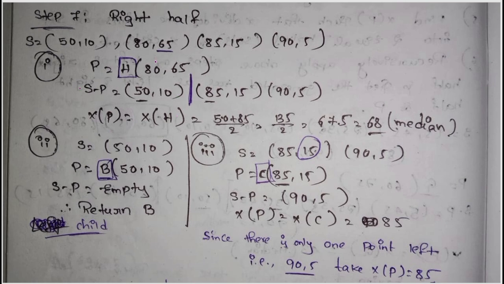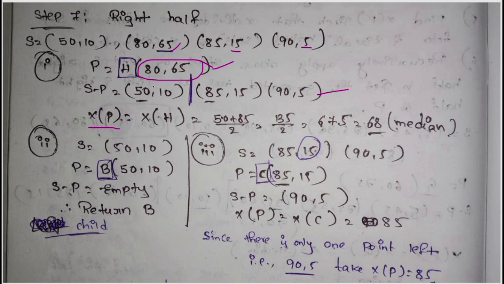First I am going to find the largest y coordinate, because it is our P. Same here, 10, 65, 15 and 5 are there. 65 is the largest y coordinate. So I am taking 80, 65 as the P value. Now I am removing this from S. If I remove it, what is left? 50, 10, 85, 15, 90, 5 are there. Now if S minus P is empty, then only I need to write P. Otherwise, I need to find the X of P.